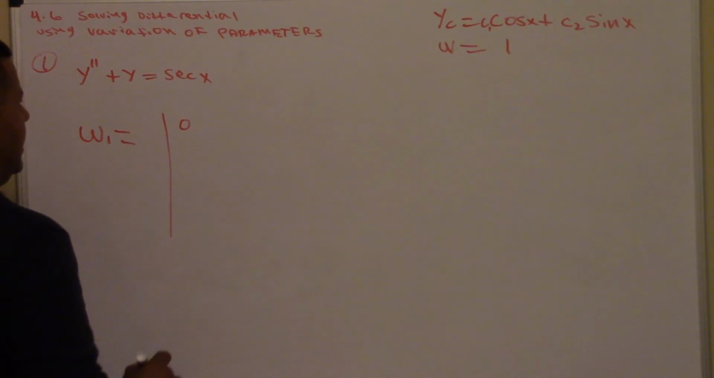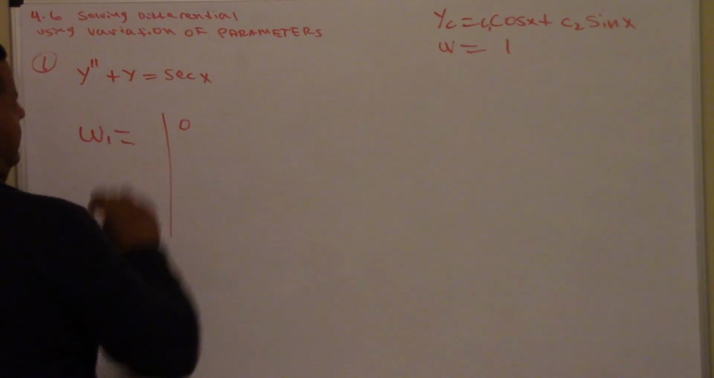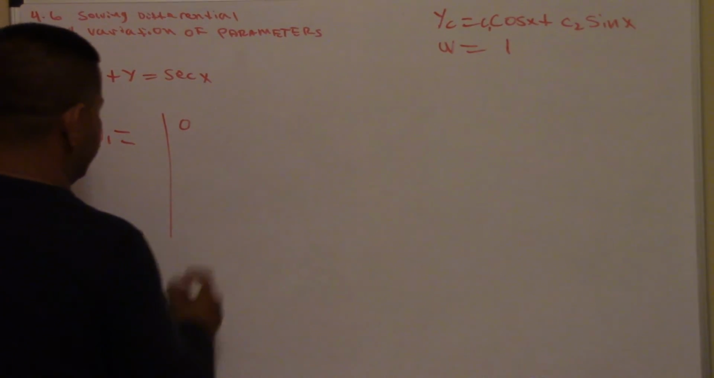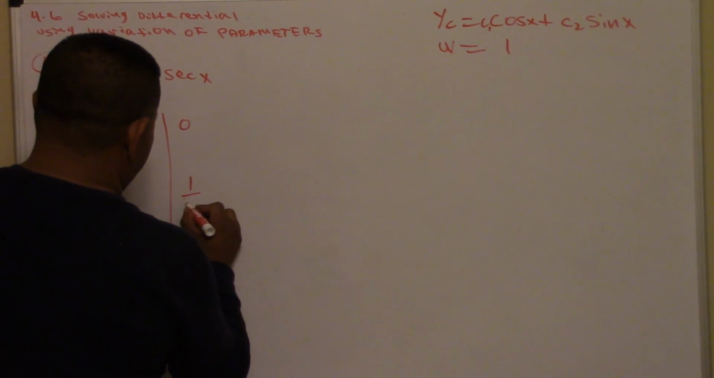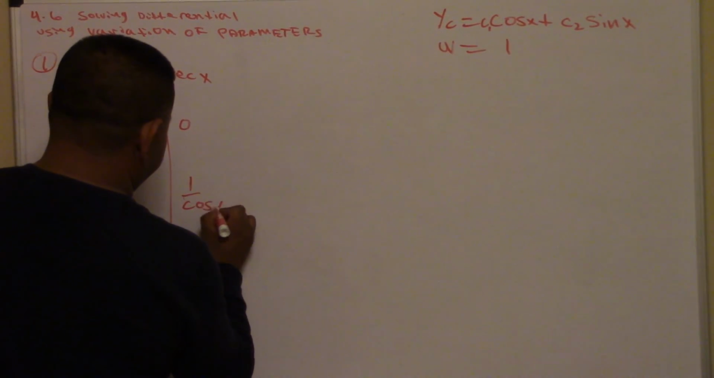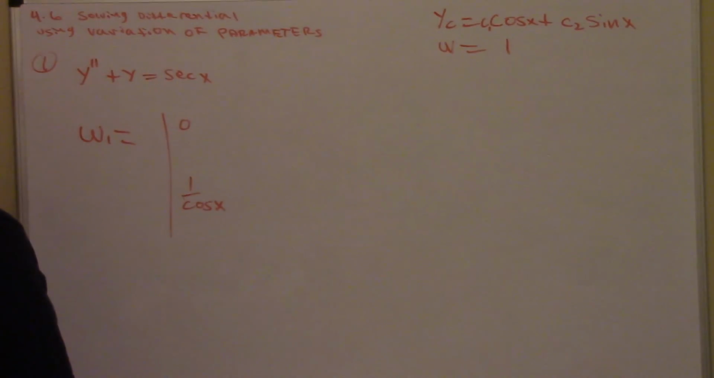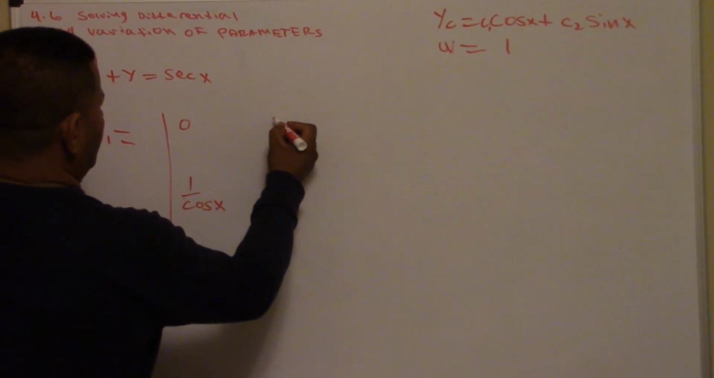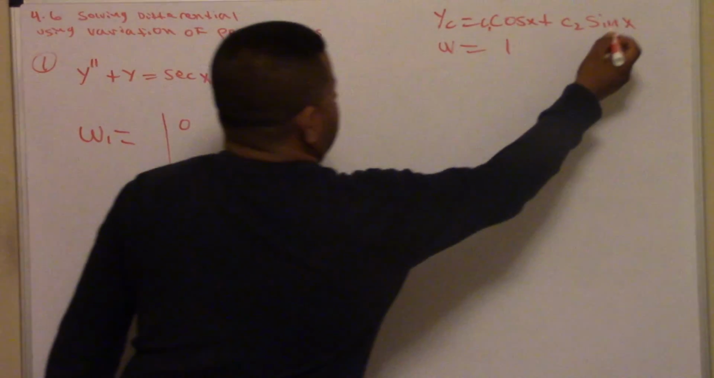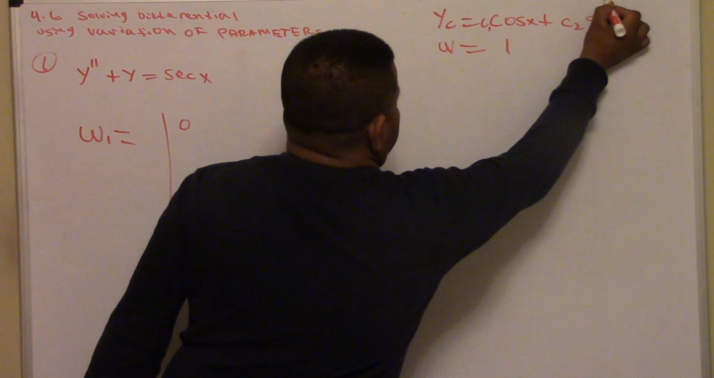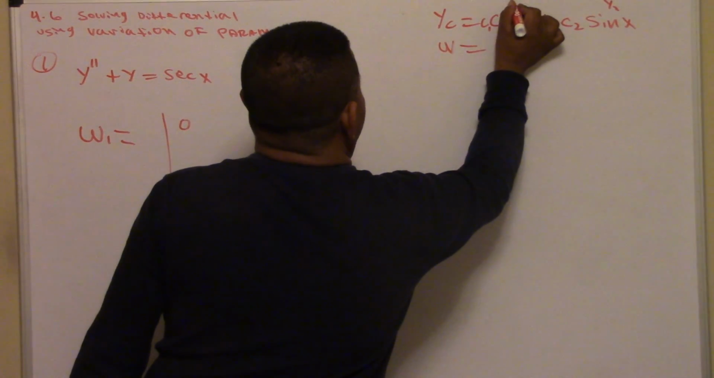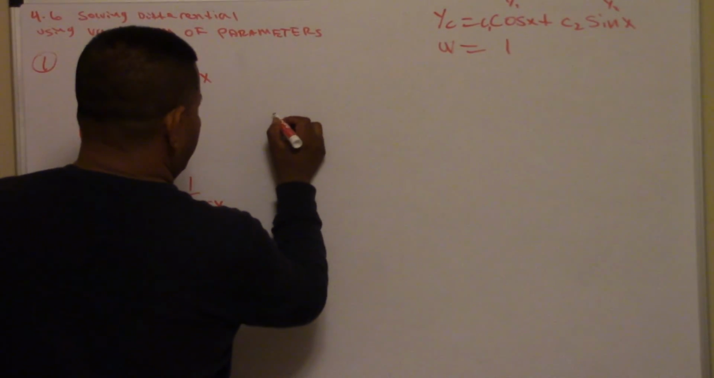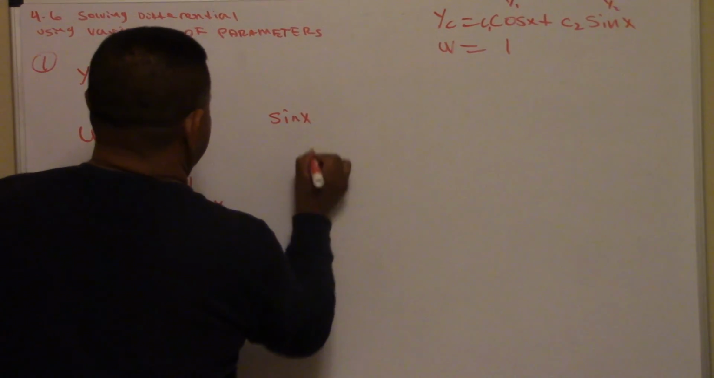Well, W1 is equal to 0, right? I put 0 and I put secant of x, right? So secant of x can be written as 1 over cosine of x, right? Then over here, y2 belongs here, right? So what is y2? y2 is sine of x, and this is y1, right?